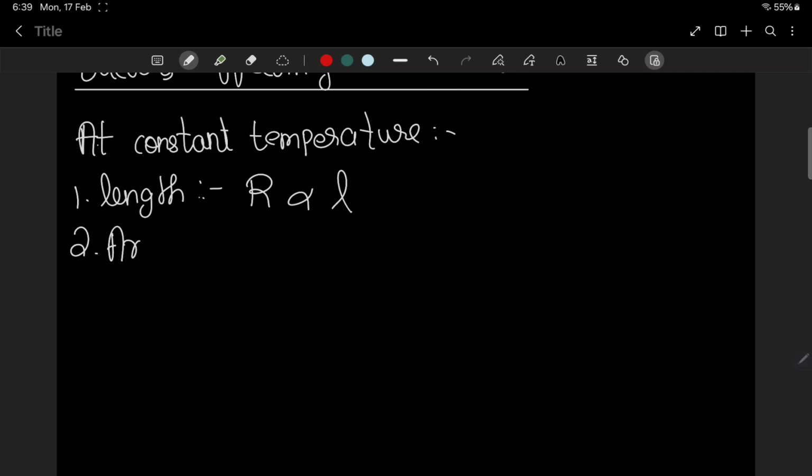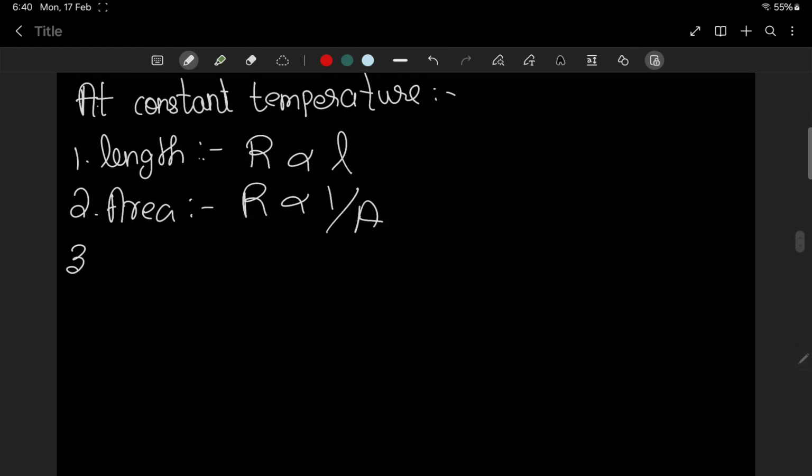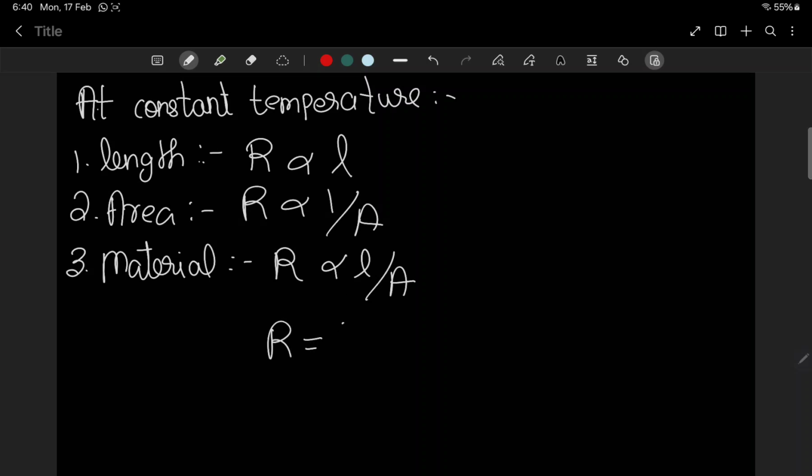Second one is area. As area increases, the number of collisions is less. So R is inversely proportional to area. Third one is material. R is directly proportional to L by A, that we know. So R is equal to K L by A.